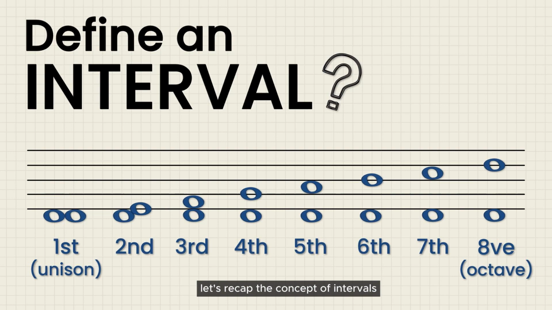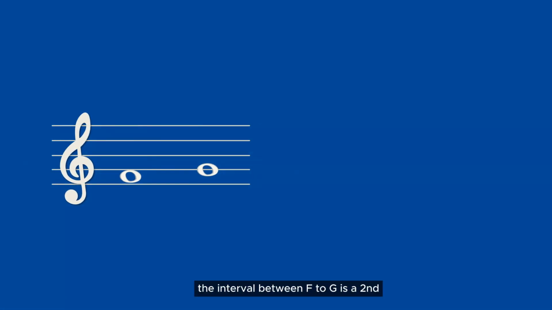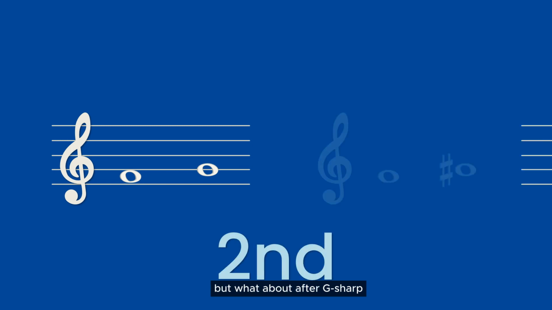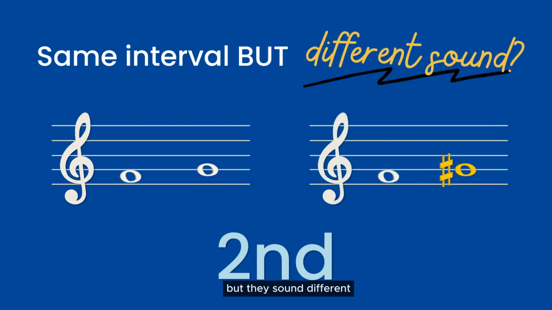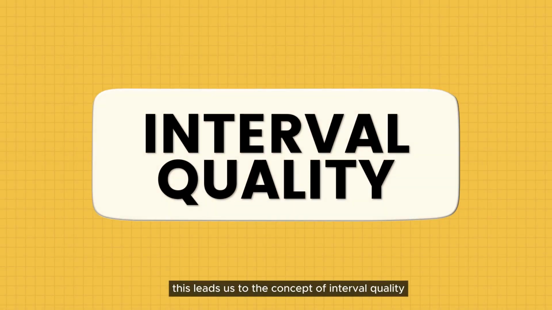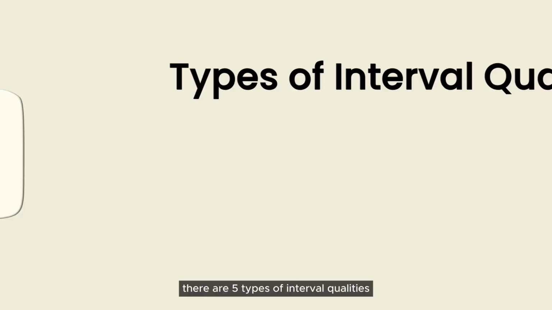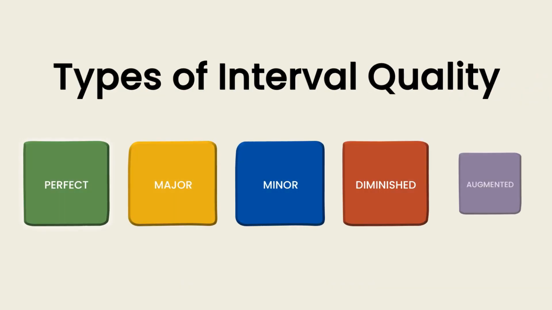Let's recap the concept of intervals and explore their qualities. The interval between F to G is a second. But what about F to G sharp? They are also second intervals, but they sound different. This leads us to the concept of interval quality. There are 5 types of interval qualities: perfect, major, minor, diminished, and augmented.